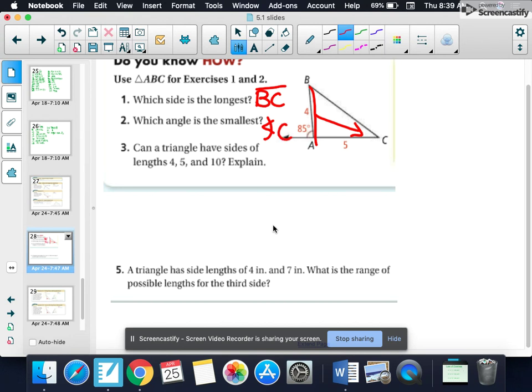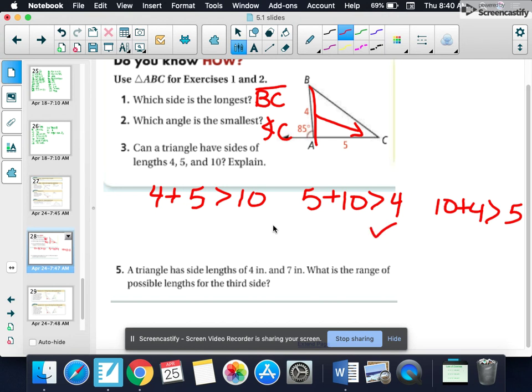And then number 3 says, can a triangle have sides of lengths 4, 5, and 10? This is where that triangle inequality theorem is going to come in. We're going to have to show that 4 plus 5 is greater than 10, 5 plus 10 is greater than 4, and 10 plus 4 is greater than 5. Of course, these two we know are correct, but since this is not true, 9 is not greater than 10, that does not satisfy the triangle inequality theorem, so those cannot be side lengths of a triangle.